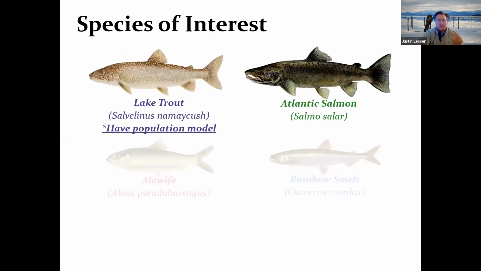So now let's move on to the 2 predators, right? We have lake trout. Here we don't have good, actual stock assessment data, but we have a population model that we're going to compare it to, just based on age of catch. And Atlantic salmon, right? Another predator of interest to everyone.